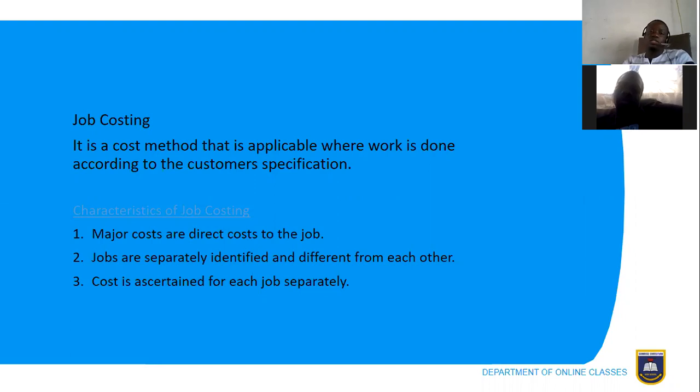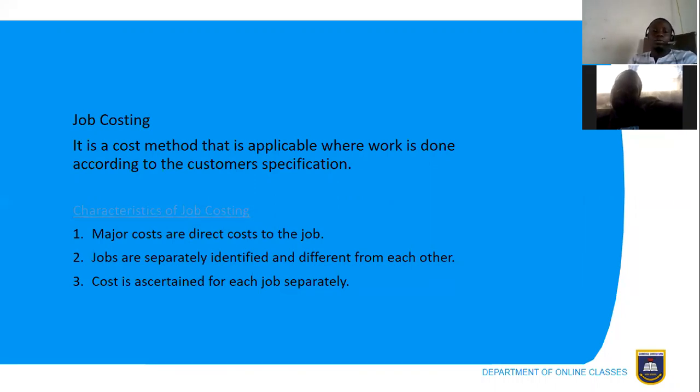So here the focus is that you are telling them what to do. And usually, job costing is of a short duration. Okay? Job costing is also of a short duration. So let's look at some characteristics of job costing.